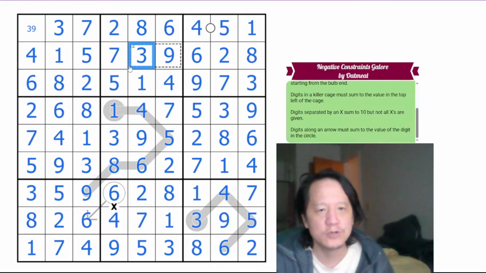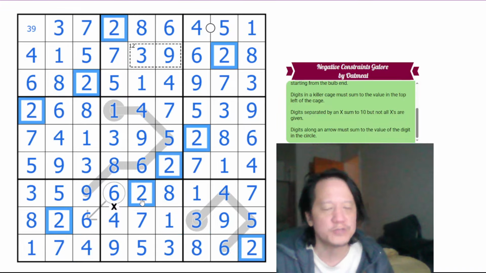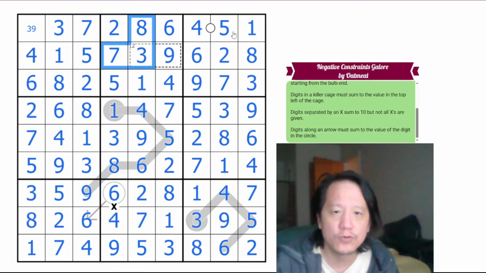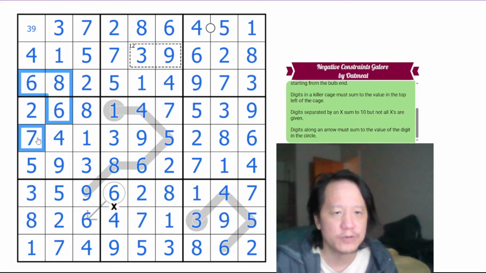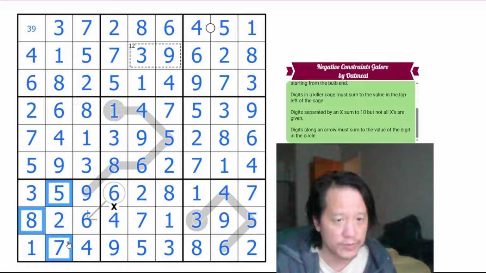No 2. No 2. No 2. We should do it this way. No 2. And no 2. 2s must avoid 1, 3, and 4. No 1, 3, 4.